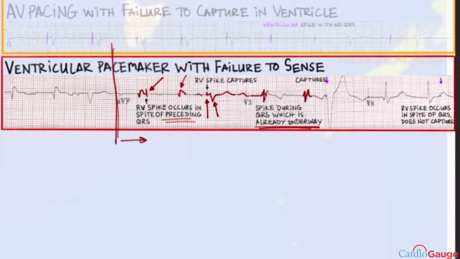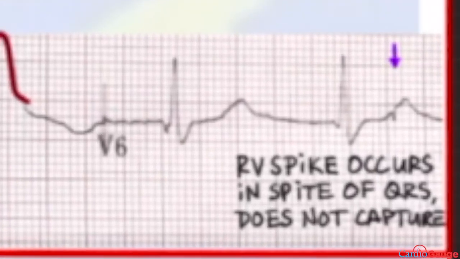Here's another QRS. Then there's a pacemaker spike here, which is hard to see, and that captures. Then we go on to V6. This is just a marker here that you've switched to a new lead, V6. That's not a pacemaker spike. So that often comes up as a question.